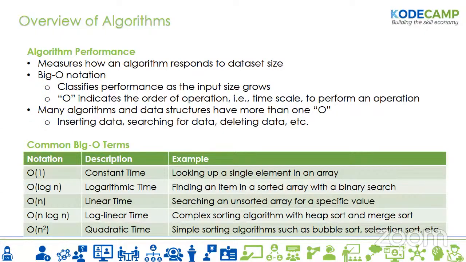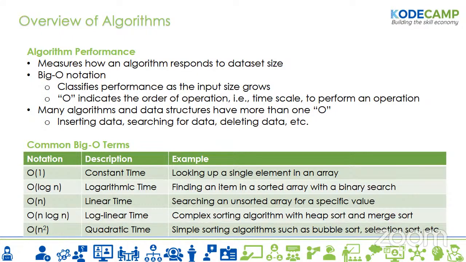Now, we have what we call the big O notation, and the big O notation classifies the performance as the input size grows, or the data set size grows. Input size and data set are basically the same. As the input size grows, what is the difference? What is the performance? How does it perform?